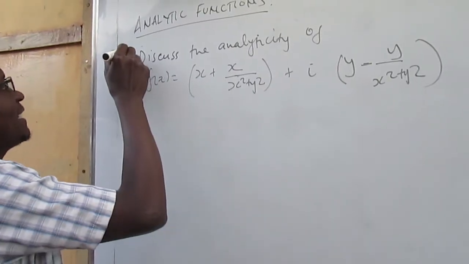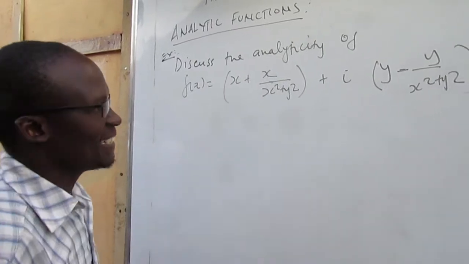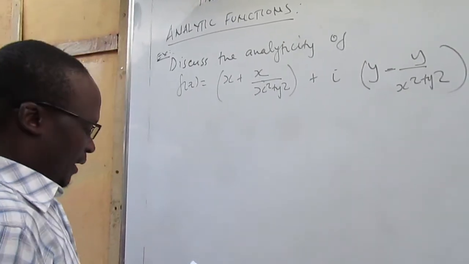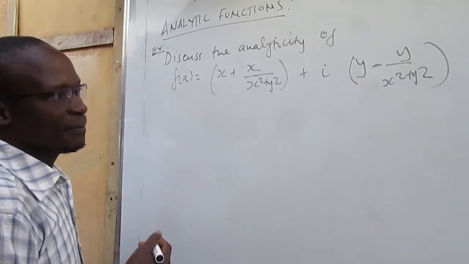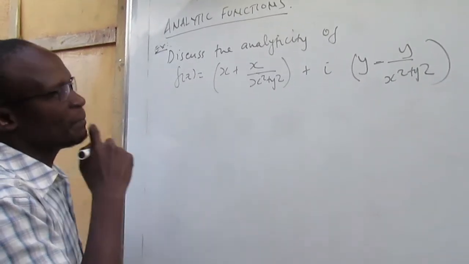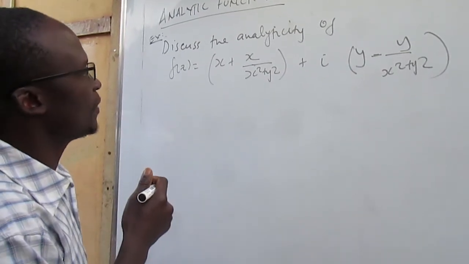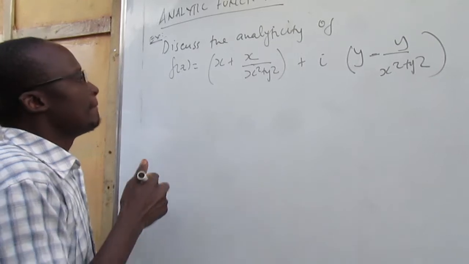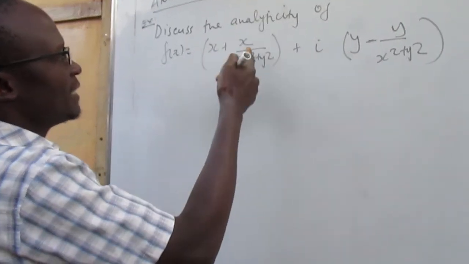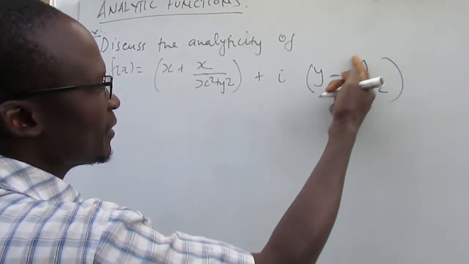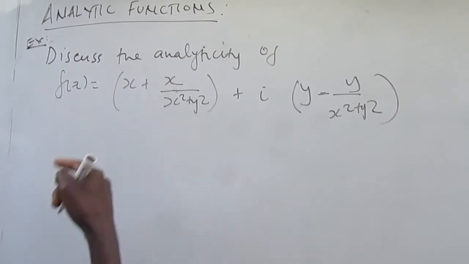So in the next example, I want to discuss the analyticity of this function. And so again, in order to discuss the analyticity of this function, we simply need to first of all check that the Cauchy-Riemann equations are satisfied and that the partial derivatives are continuous. But now we are going to do this in cases, because this part here is rational and this part is also rational. Then we need to check that the denominator does not go to 0.